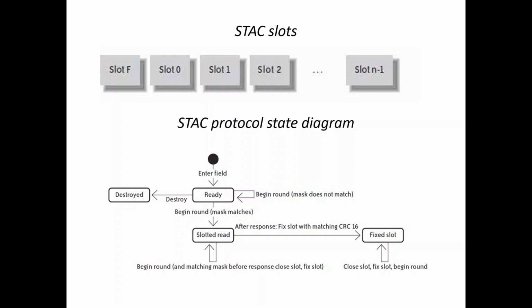Then comes the slotted read part. Here the tag is successfully read by the reader. After this, it is excluded from the further rounds. Then comes the destroyed state. If the tag does not meet the mask condition, it is discarded or destroyed for that round.